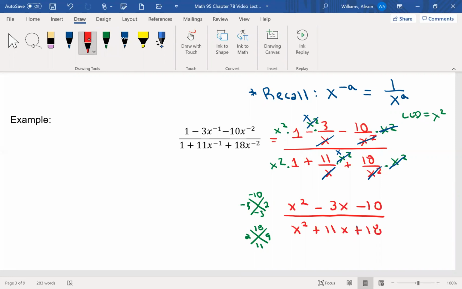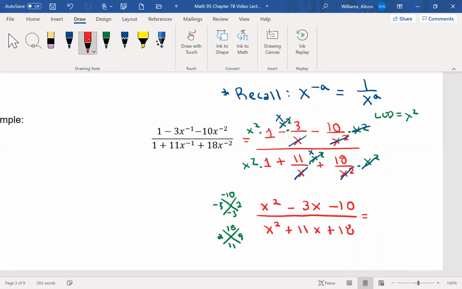So this factors into, here, I'm just going to slide it over. Yeah, I'll squeeze it in. x minus 5, x plus 2 over x plus 2, x plus 9. So the x plus 2 cancels, and we're left with x minus 5 over x plus 9, which I'm going to squeeze in here onto this screen.